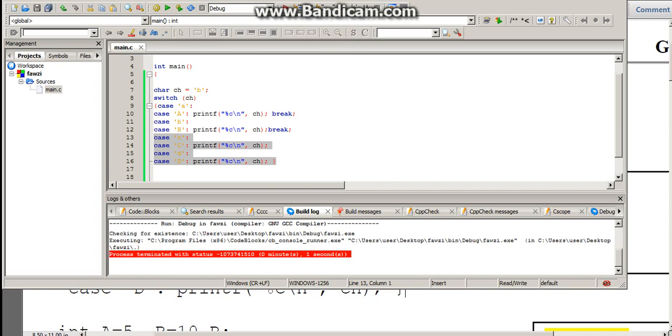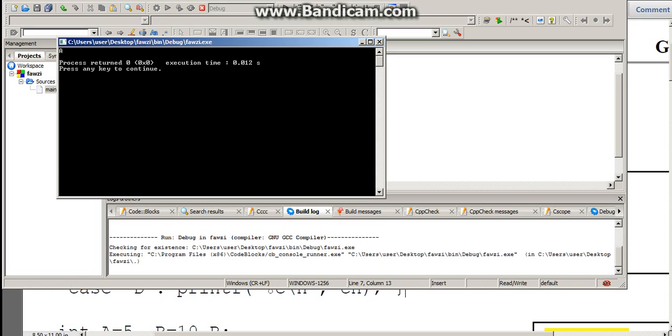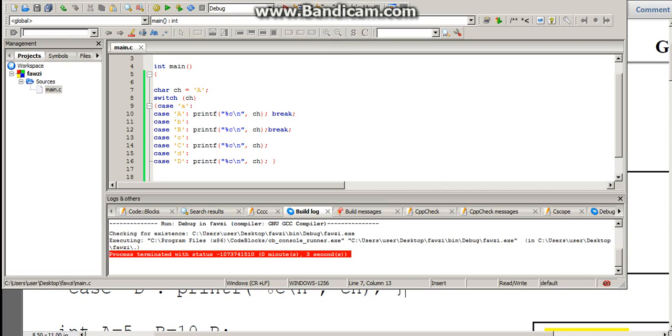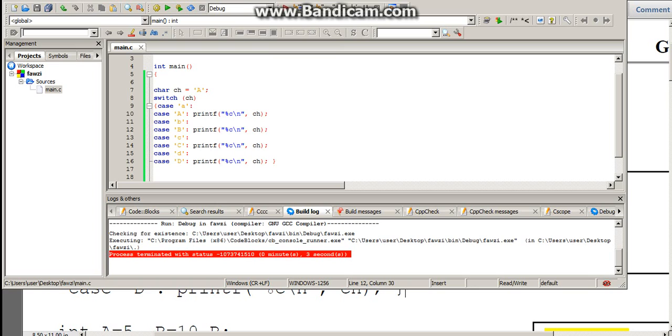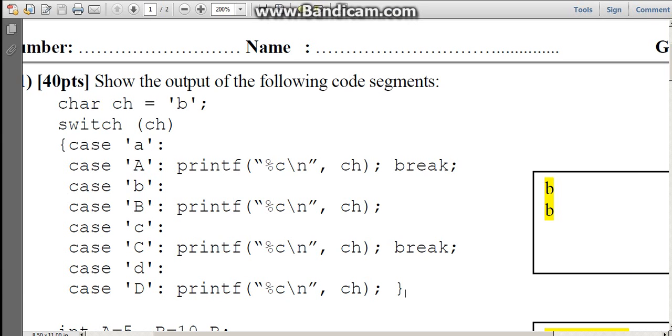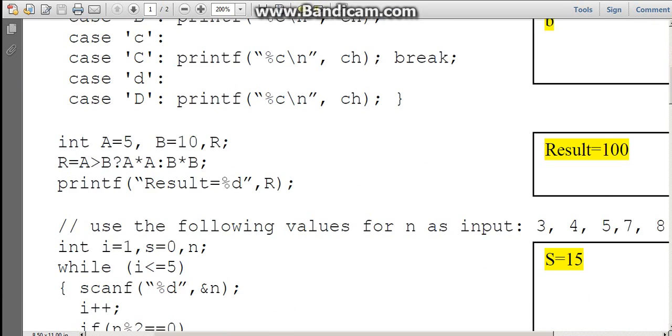What if it is a, for example, a capital? The only thing it will print is a capital because of this break here. What if this break doesn't exist, and this one doesn't exist, then it's gonna print a four times. See, a a a and a.